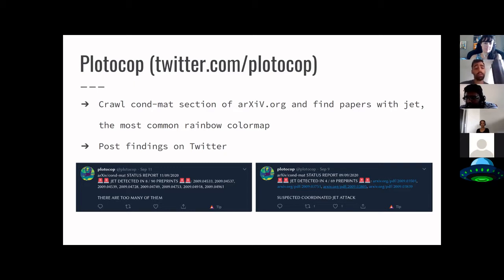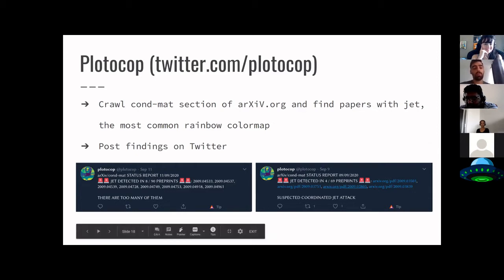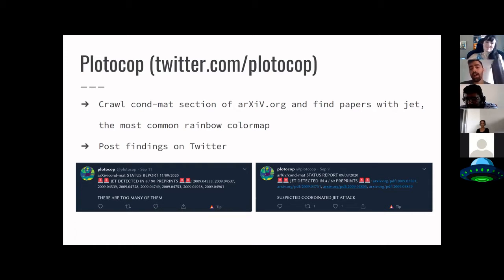So for example, on this day on the left, it found 8 papers out of 90 that use JET. And then, you know, usually it comes with a funny sentence, or at least we find them funny, like there are too many of them or something like that. On the right here, we have another 4 detections and a suspected coordinated JET attack. So this is what the bot currently does.